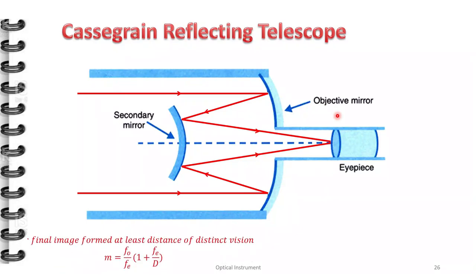The final image is formed at the least distance of distinct vision and its magnifying power is given by the same formula which we have derived for the refracting type telescope, that is m equals fO by fE in bracket 1 plus fE by D. This is for the least distance of distinct vision, and for normal vision we can write m equals fO by fE, and we can write fO as R by 2. Hence we can also write this formula as m equals R by 2 upon fE.